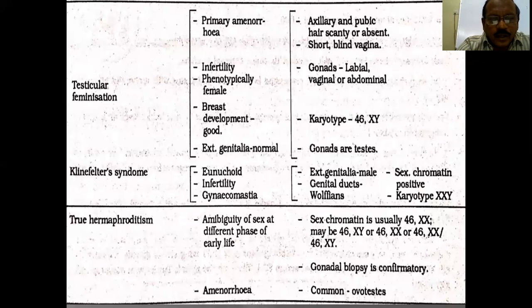Klinefelter syndrome, eunuchoid, infertility and gynecomastia are the symptoms. The external genitalia will be male, genital ducts or Wolffian ducts. So sex chromatin is positive, karyotype XXY.